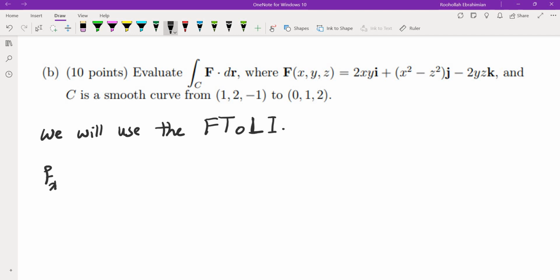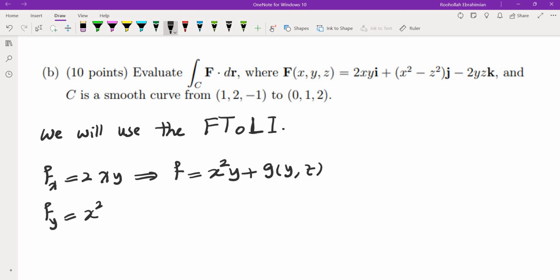So f sub x would have to be 2xy. That would give us f equals x squared y plus g of y comma z. F sub y is x squared minus c squared. So plug that in here. We get x squared plus g sub y is equal to x squared minus c squared.